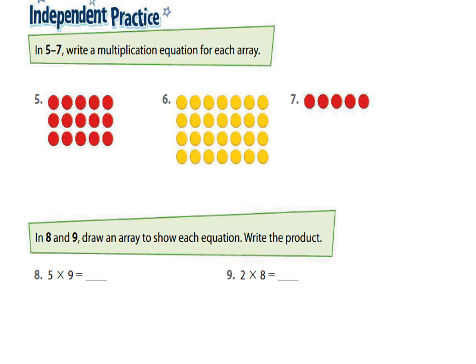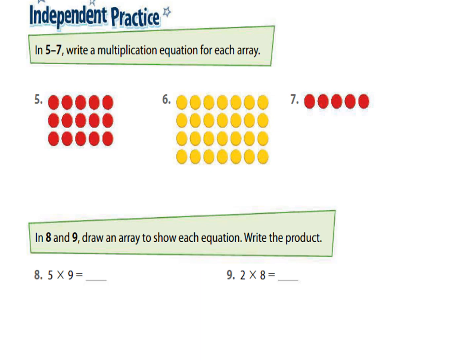Now look at question number 7. How many rows do you have? Only 1 row. In this row, how many circles? Amazing, there are 5. So 1 multiplied by 5. I told you before, number 1 looks like a mirror. When you multiply any number by 1, you will find the same number. So 1 multiplied by 5 equals? Excellent, 5.